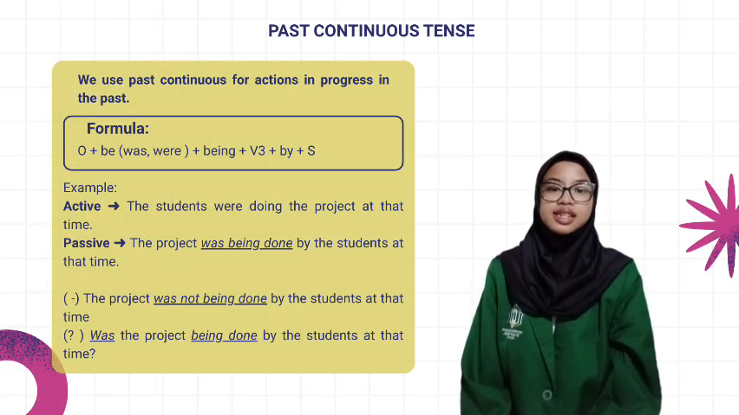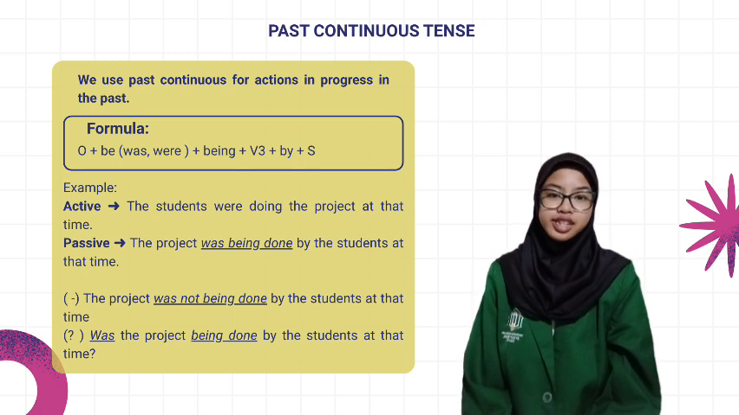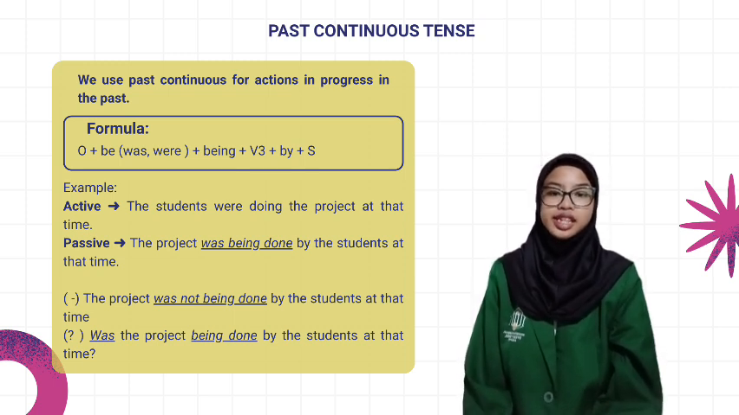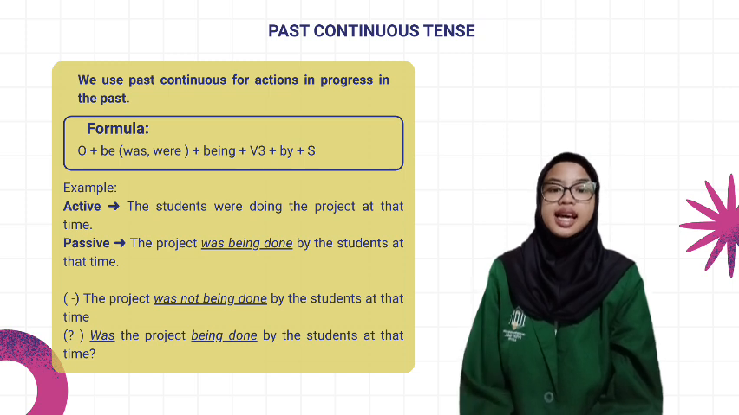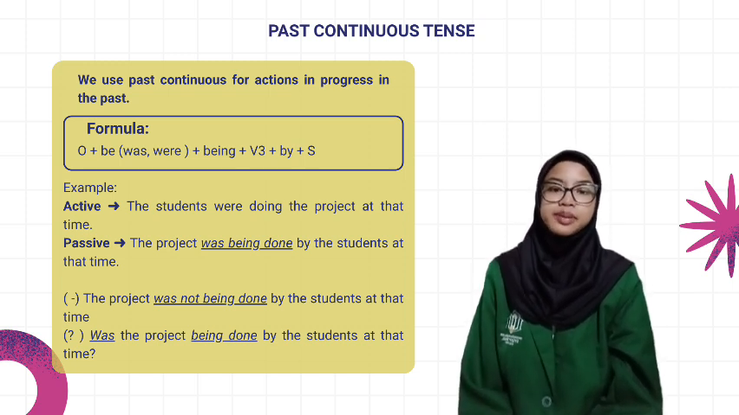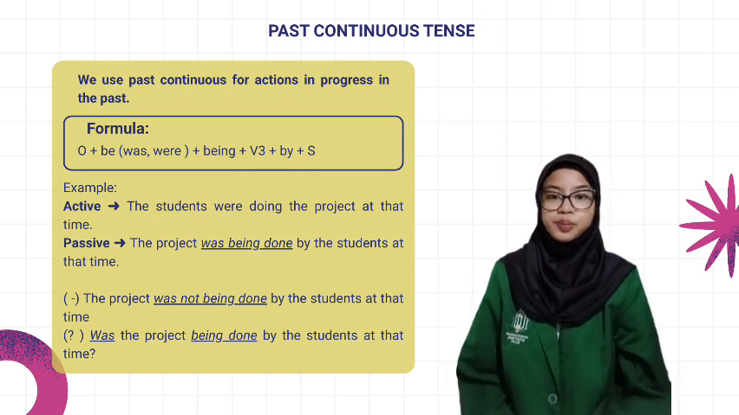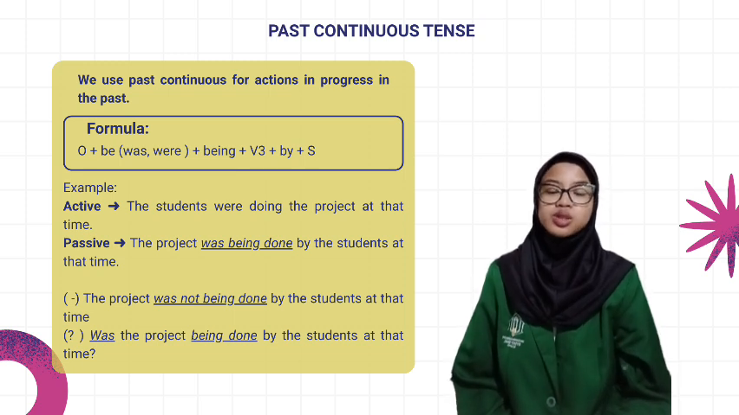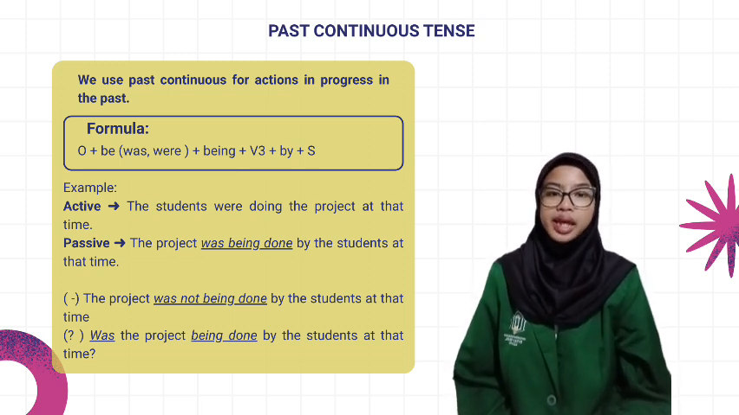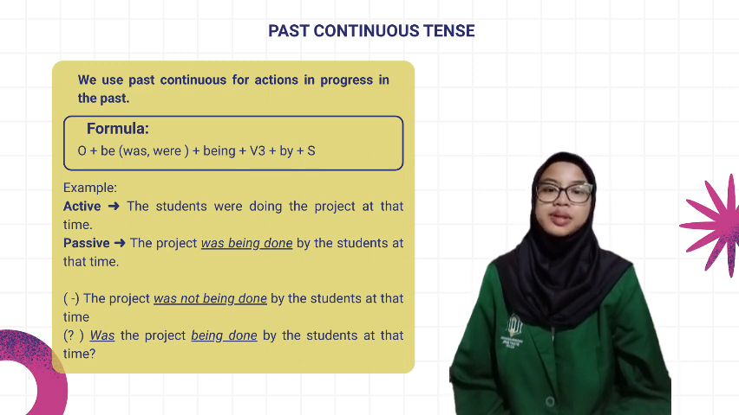Now, let's discuss past continuous passive. The function: we use past continuous for actions that were in progress at a certain time in the past. Artinya, kegiatan itu sedang berlangsung pada waktu tertentu di masa lalu. Formulanya: object plus was/were plus being plus verb 3 plus by plus subject.